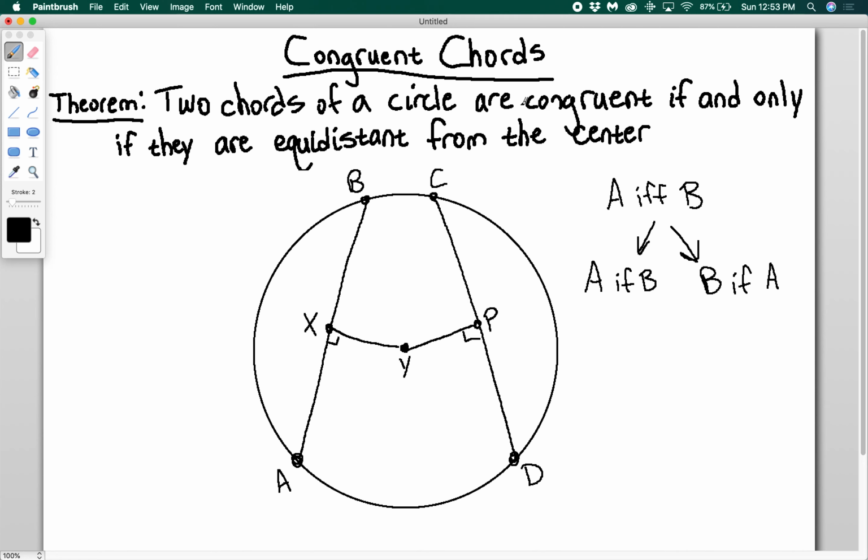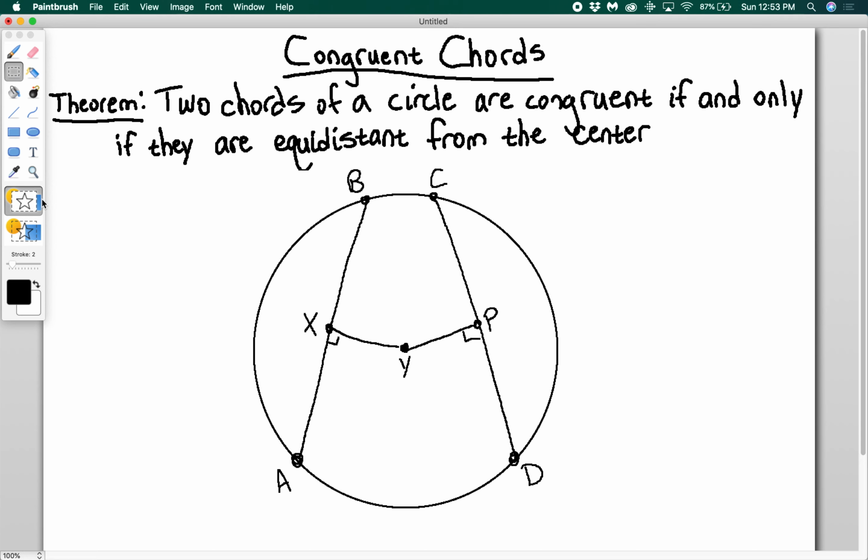Two chords of a circle are congruent if they're equidistant from the center, and two chords are equidistant from the center if they are congruent. Okay, so that's what "if and only if" means. Let's look at why this is true. We're claiming that chord CD should be congruent to chord BA if they're equidistant from the center. So if these are the same distance from the center, then these things should be congruent.